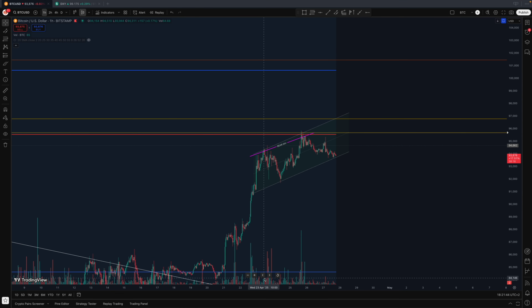Welcome back in today's analysis. Today we're going to analyze the Bitcoin price and the DXY price. Also, we're going to see what is the correlation between the two and what happens to Bitcoin if the DXY rises. Today we're also going to discuss a potential new trade setup for the Bitcoin price. So make sure to stay until the end.